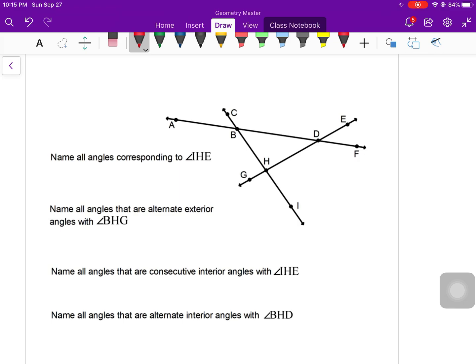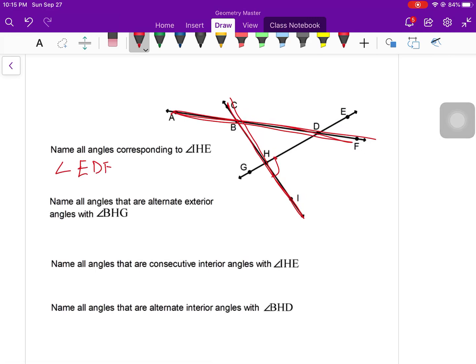So I'm going to start off by highlighting this and this. That tells me that the line that I have not colored in red is my transversal. Okay, so an angle that's corresponding to IHE. If I'm thinking of line GE as my transversal, I have this as interior, right? And then I need to be above the other red line and to the right of the transversal, which is going to be angle EDF.